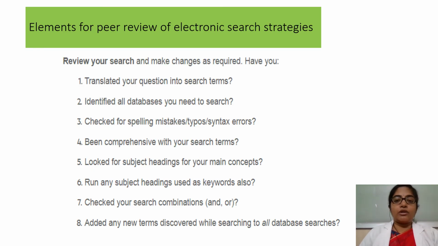Elements for peer review of electronic search strategies. Review the search and make the changes as required. And ask yourself, have you translated your questions into search terms? Have you identified all databases? Have you checked for spelling mistakes and syntax errors? Have you been comprehensive with your search terms? Have you looked for subject headings for your main concepts? Have you run any subject headings used as keywords also? Have you checked your search combinations and Boolean operators? Have you added any new terms discovered while searching all databases? So these are the questions you should ask yourself, reflect upon, and use to improve the search strategy.